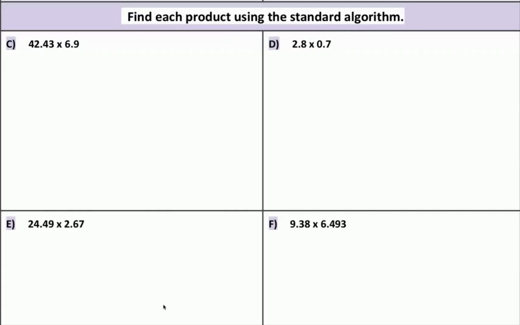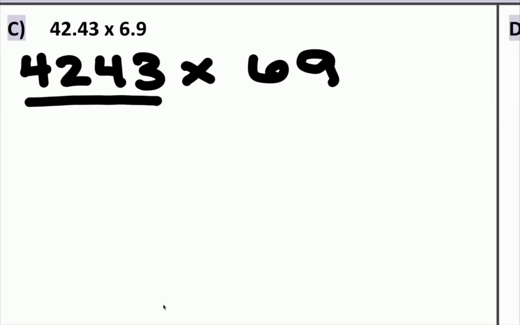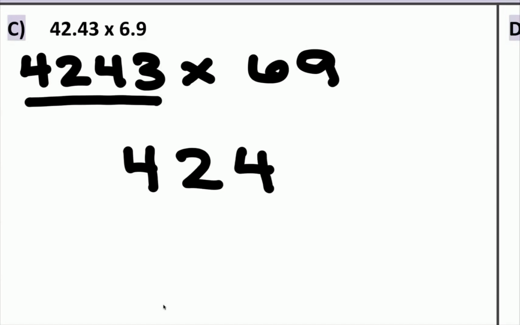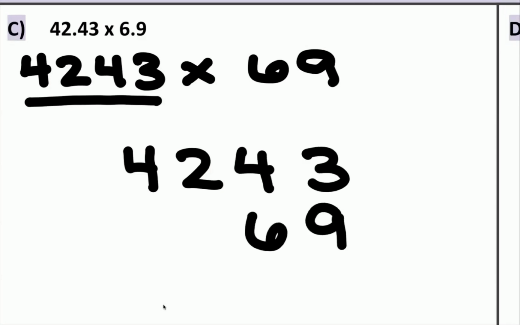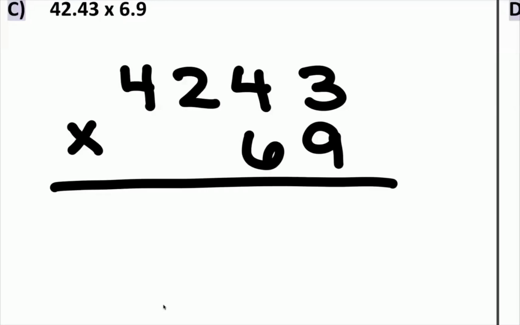Let's take a look at problem C. Step 1 is we're going to rewrite the problem without any decimals. Step 2, we're going to take the number that has more digits and put it on top for our multiplication. So this has 4 digits. So I'll write it just like this. You want to keep your numbers spread out, nice and organized. Our next step is we're going to take our bottom right number, 9, and we're going to multiply it times each number on top.